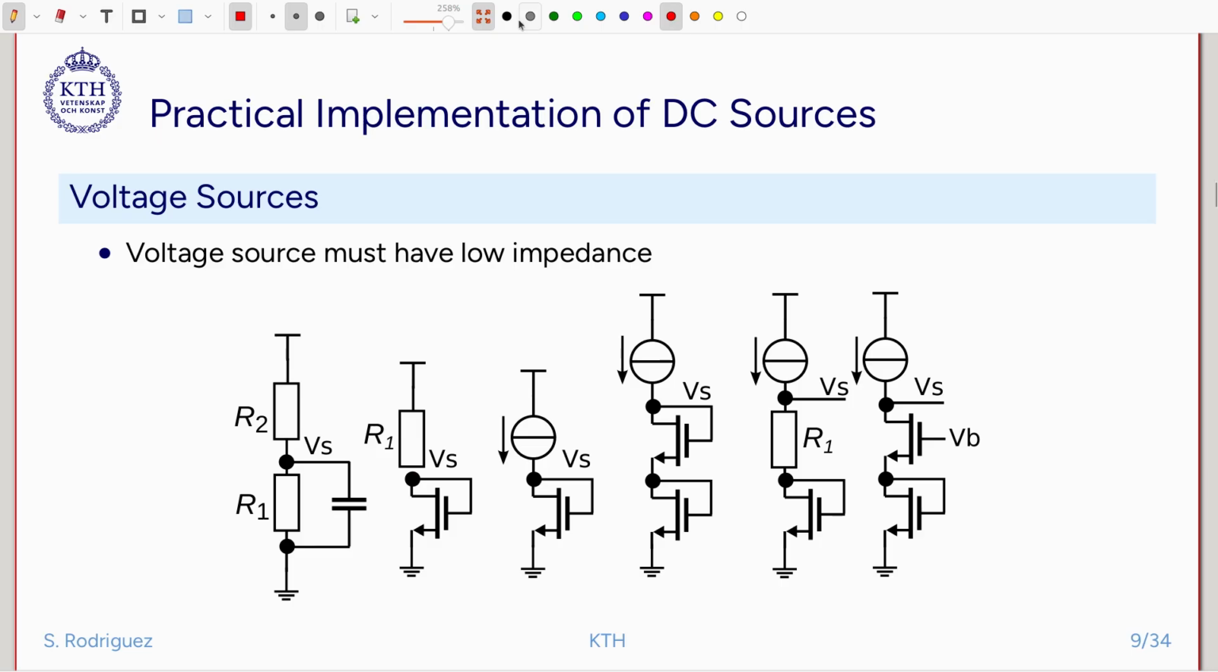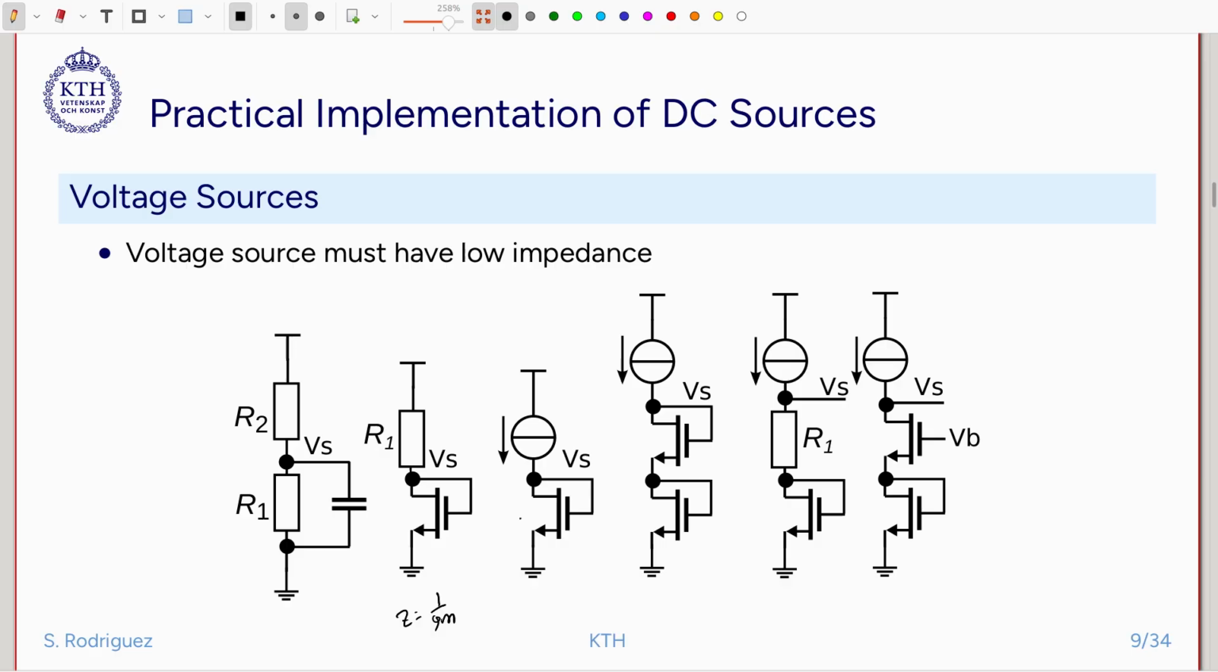Another way of implementing a voltage source is to use a diode connected transistor. So as we saw, the diode connected transistor has an impedance of around 1/gm, that is normally very low. So the circuit guarantees that we'll have a low impedance. Instead of a resistor that sets the current, we can use a current source. So we can have this variant.